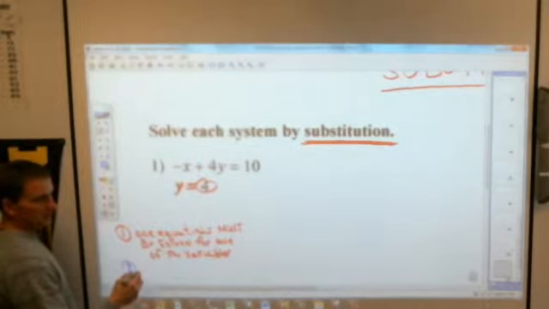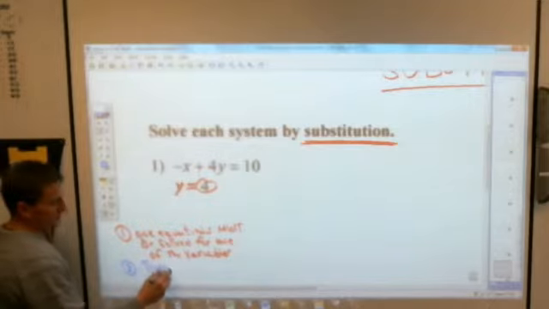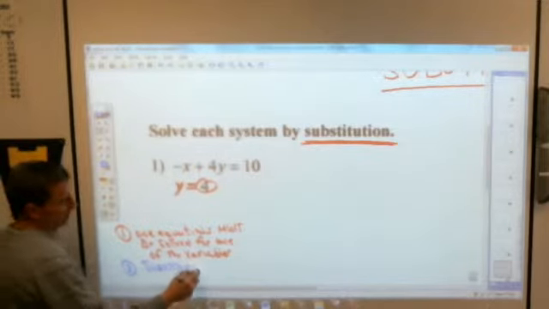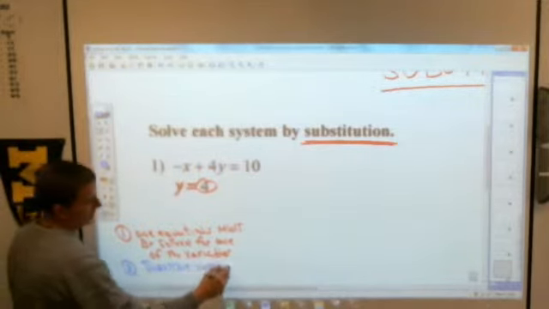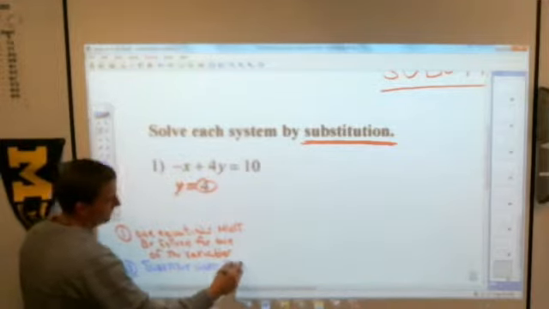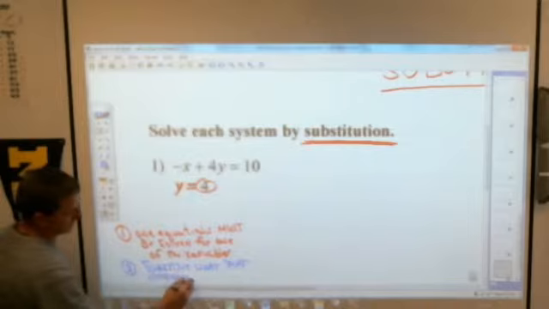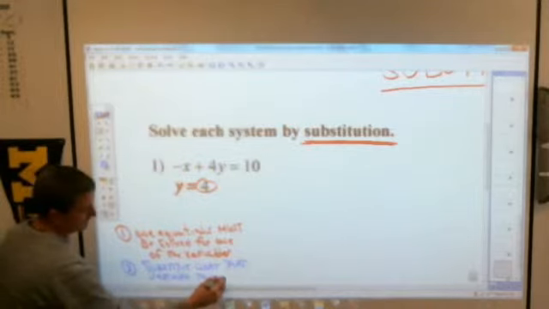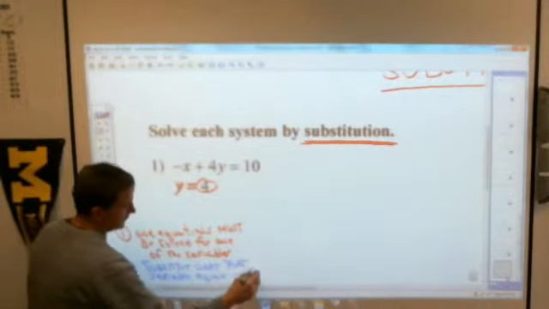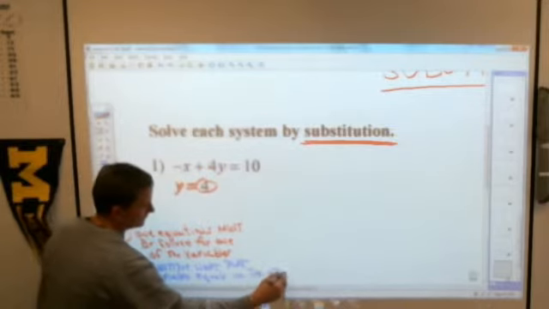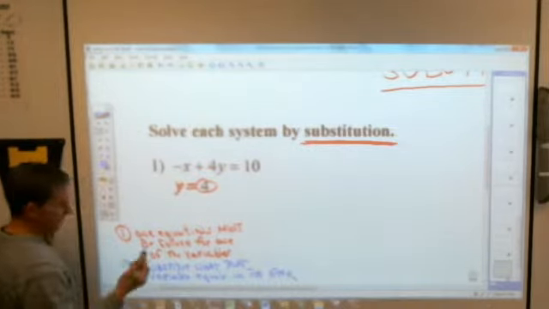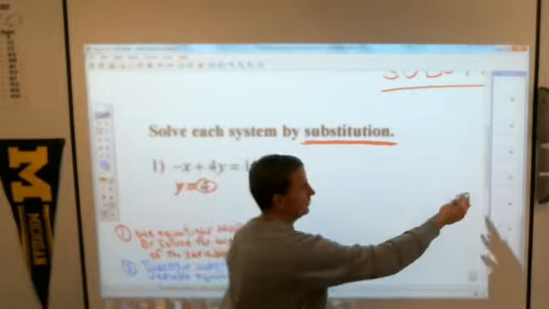is, the reason this is called substitution is because you substitute what that variable equals in the other equation.